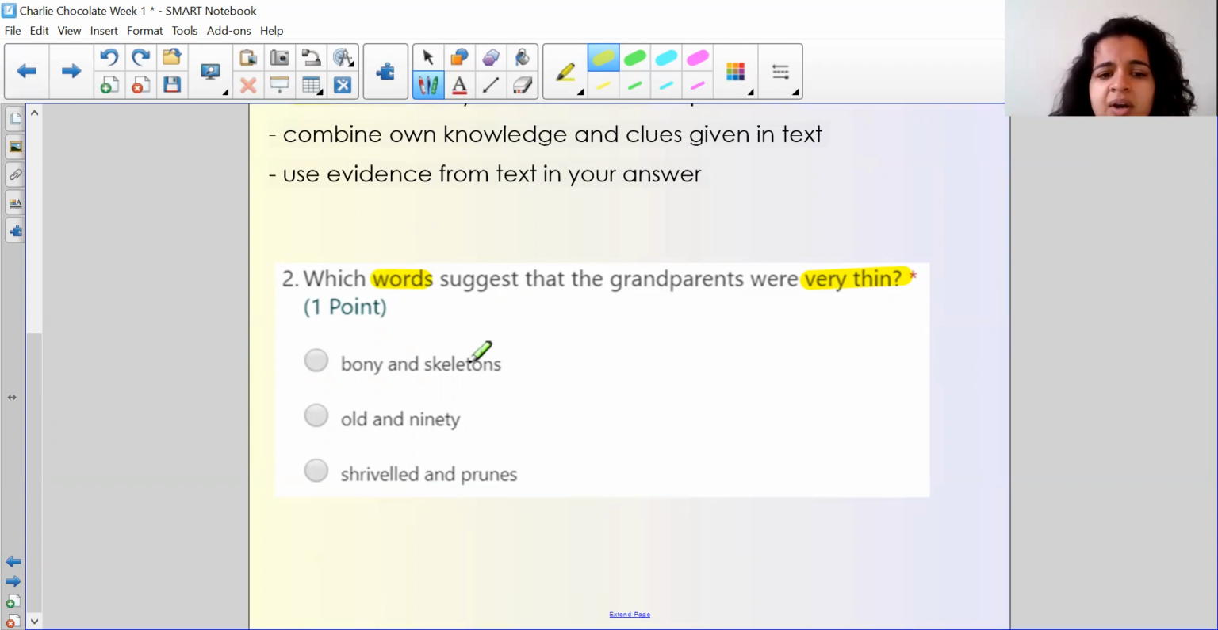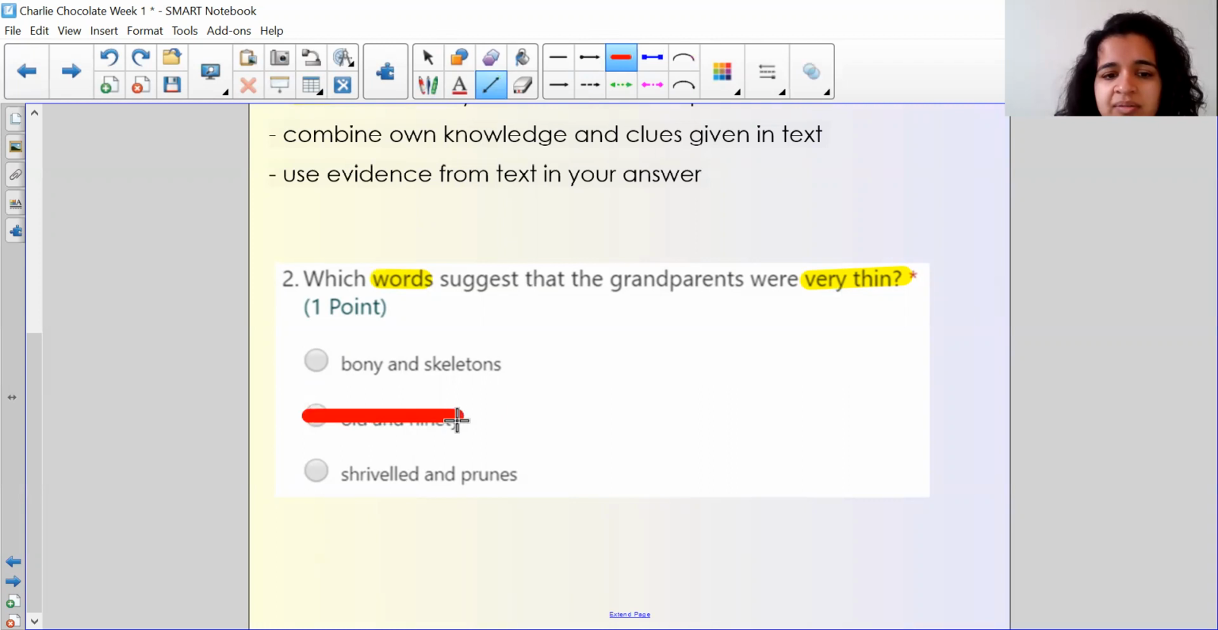All right, then old. If you're very old, does that mean you're bony? Well, it doesn't quite, because you might not be bony if you're old. You might still be eating a lot of food. You might not be as skinny as people might think, okay? Then you've got 90. Well, again, just because you're 90 years old, it does not mean that you are very thin, all right? So we can already eliminate that question.